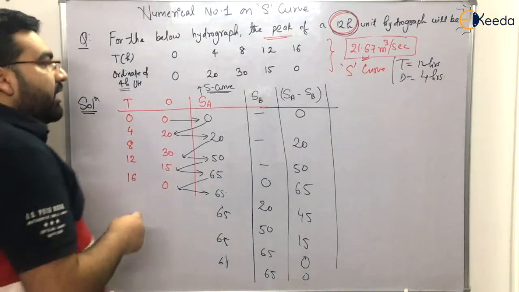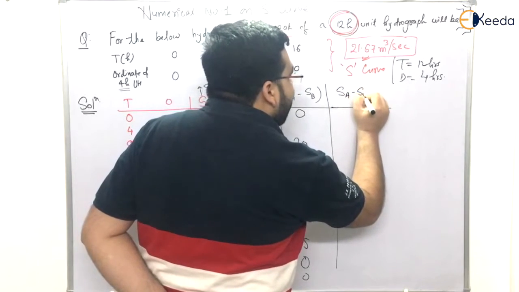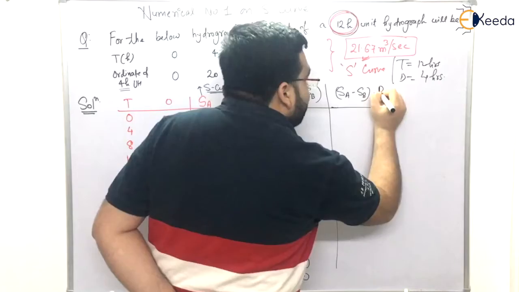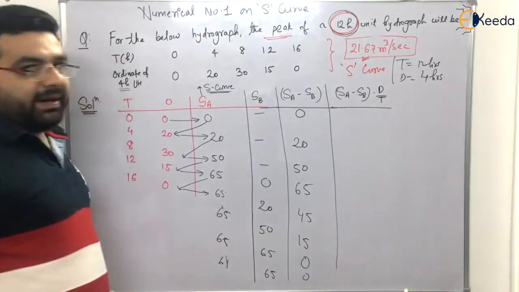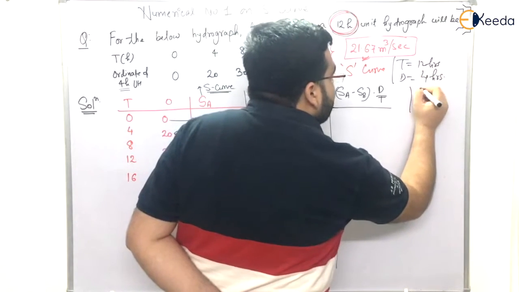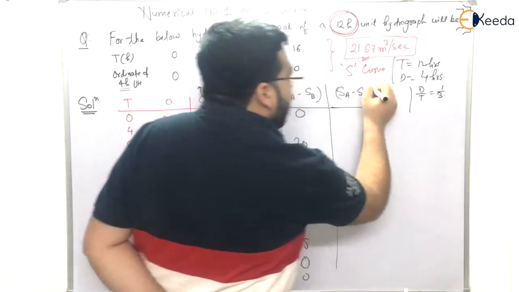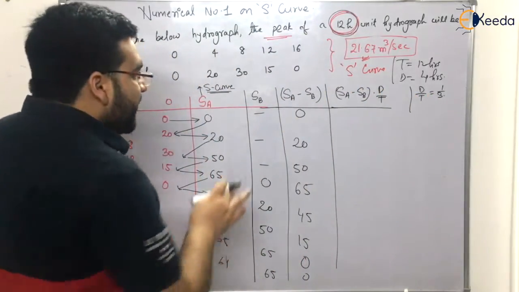Okay? Now, the next step would be (SA minus SB) into D by T. Now, how much is D by T? D is 4 and T is 12. So, D by T will be equal to 4 by 12, that is 1 by 3. So, I have to multiply it with 1 by 3, right? So, what will it be?